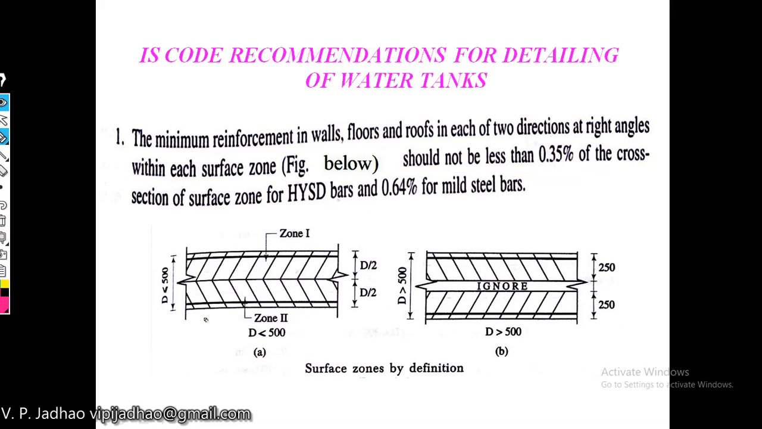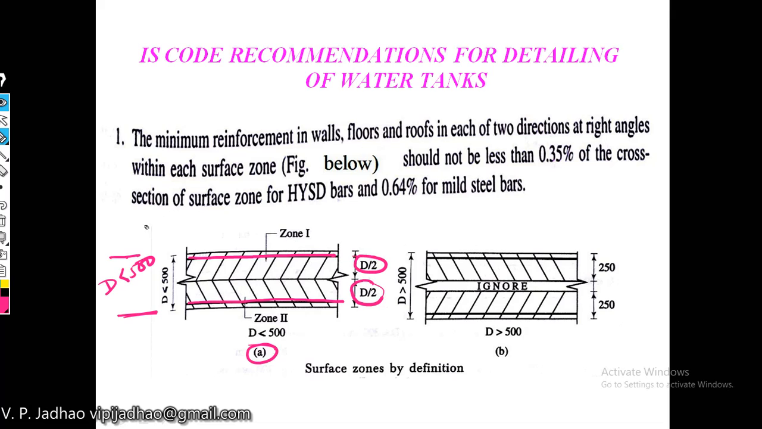If the thickness of your slab or wall is less than 500 mm, look at this particular figure A. If it is less than 500 mm, then the zone for reinforcement below will be D by 2, and the zone for reinforcement above will be the remaining D by 2.